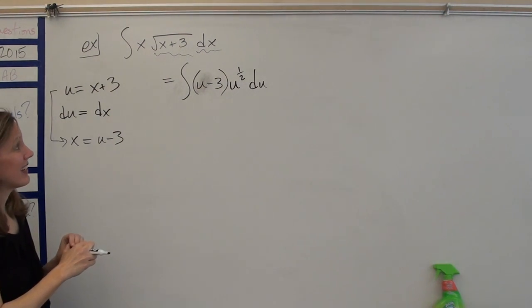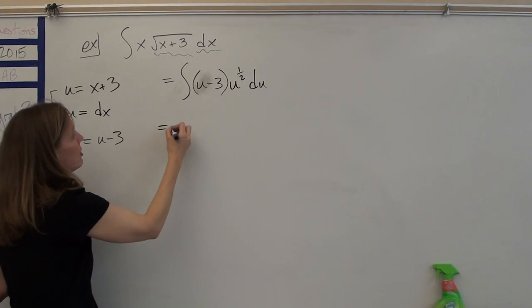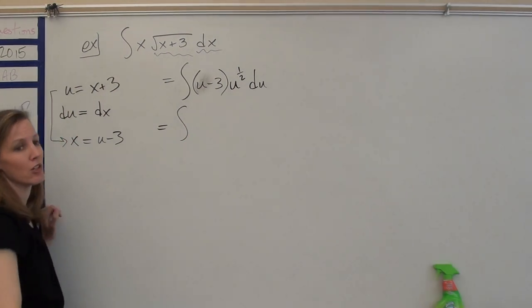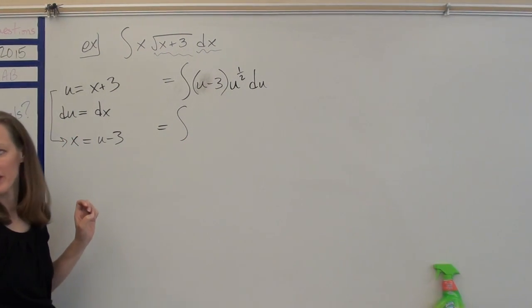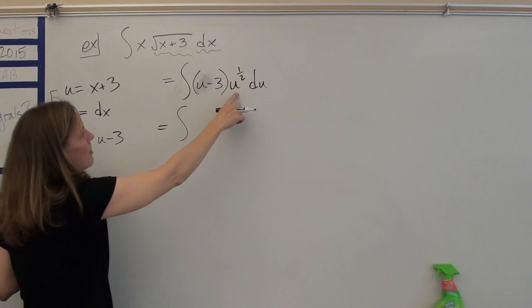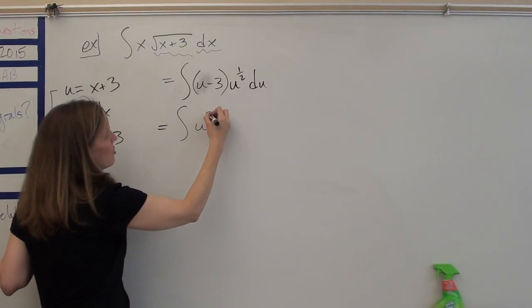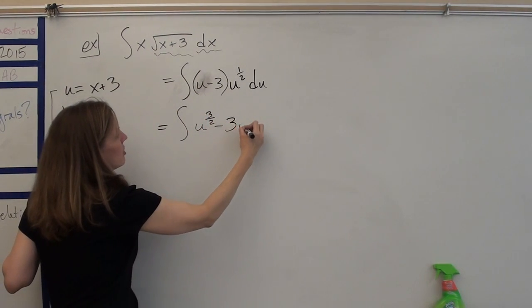That's some pretty slick algebra right there. Now, in order to integrate, what am I going to have to do first? I'm going to have to multiply this out. What's u times u to the 1/2? u to the 3/2. u to the 3/2 minus 3u to the 1/2 du.